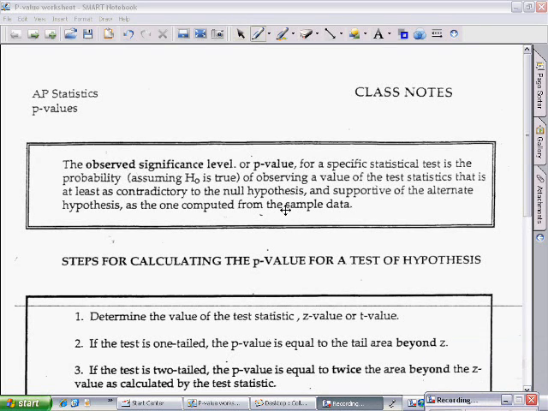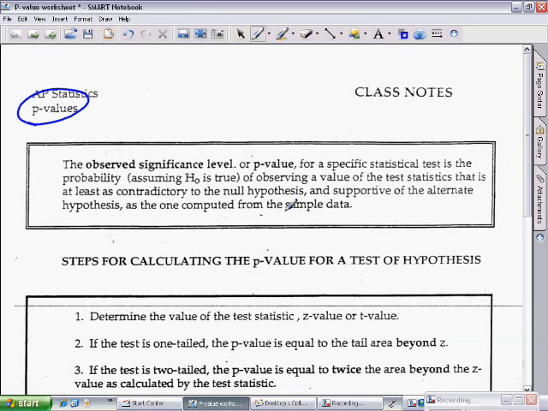This is a lesson on p-values and what p-values are. First of all, a p-value, which is also called a significance level, is the probability that when H0 is true, I would get a value as unusual as the one I got, or perhaps even more unusual. It says it's the probability, assuming H0 is true, of observing a value of the test statistic that's at least as contradictory to H0 and therefore supportive of HA as the one that you got from the sample.